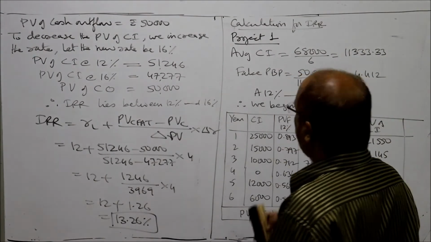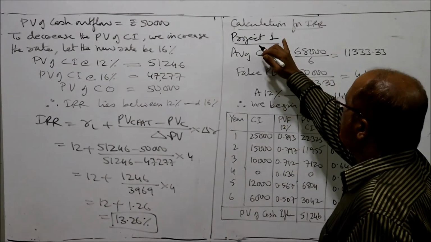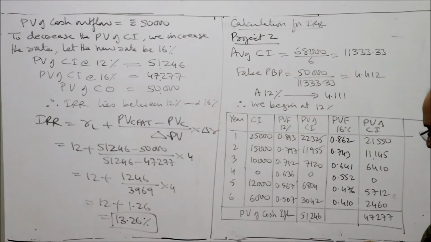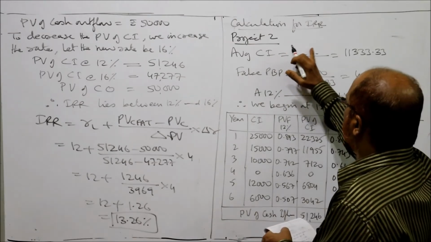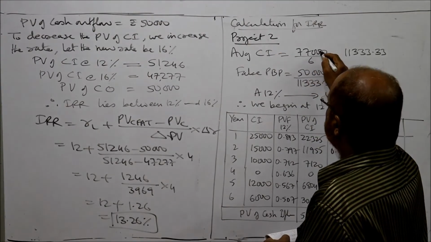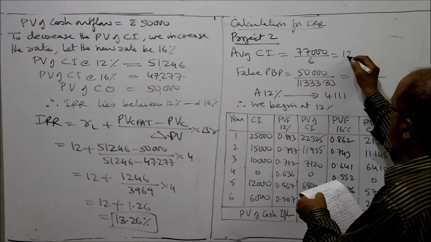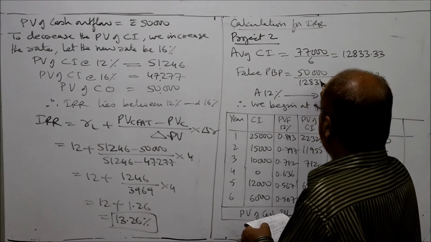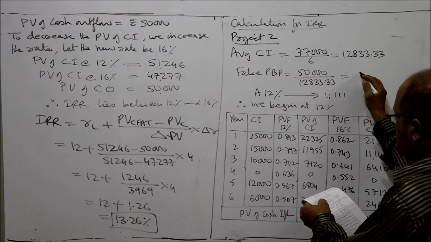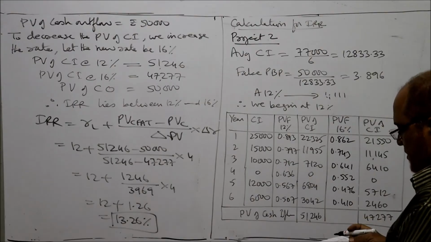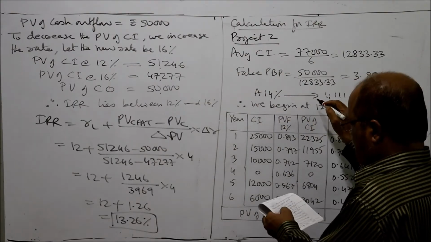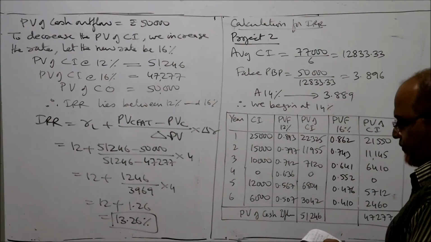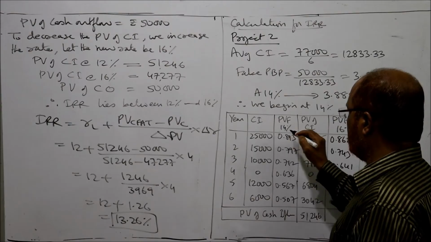Now similarly we have to take for project 2. Calculation of IRR project 2. So we'll calculate average cash inflow. The total cash inflow is 77,000, so 77,000 divided by 6, 12,833.33. So you are getting 3.896. So nearest value is 14%. At 14%, 3.889. So we begin our calculations at 14%.